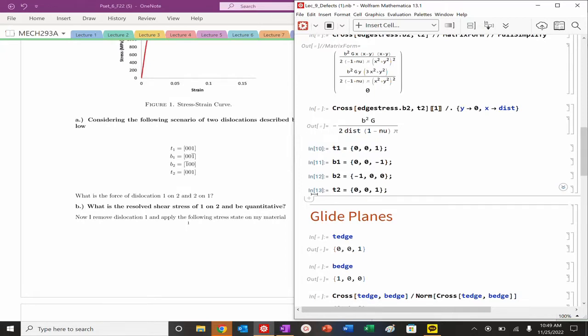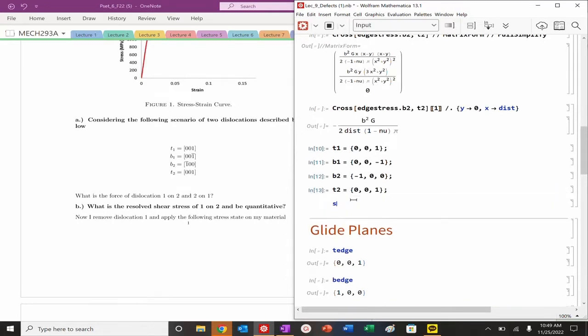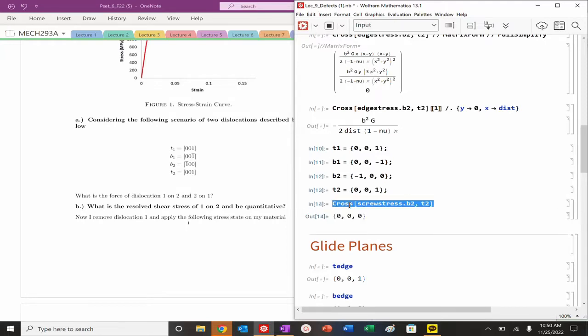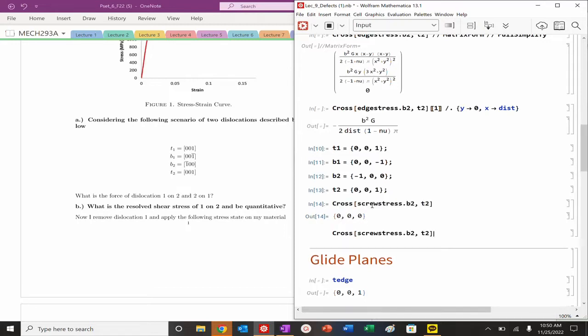The first dislocation is a left-handed screw because they're anti-parallel. Excellent. So what is the force of dislocation 1 on 2? So remember, 1 on 2 would be the screw stress, cross, dot, so we'd have to do B2 cross T2. And remember, that is from our, what type of force? What are we calculating here? This is our PK force. So dot B2 cross that. And what can we see here? There's not going to be any force in any direction. Remember, force is a vector. It's a first rank tensor property.